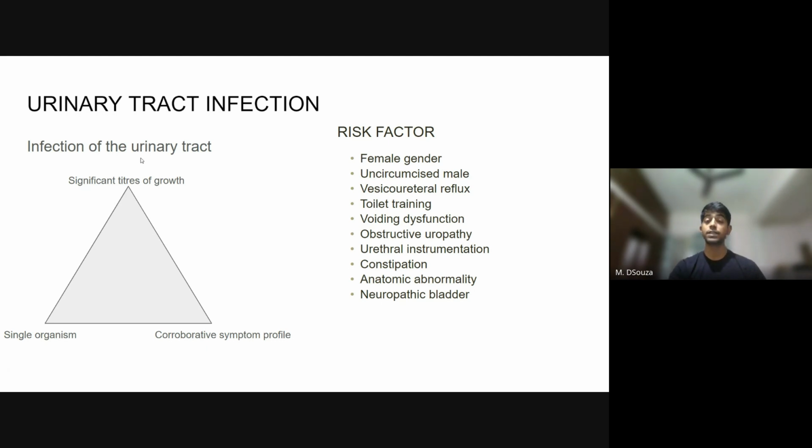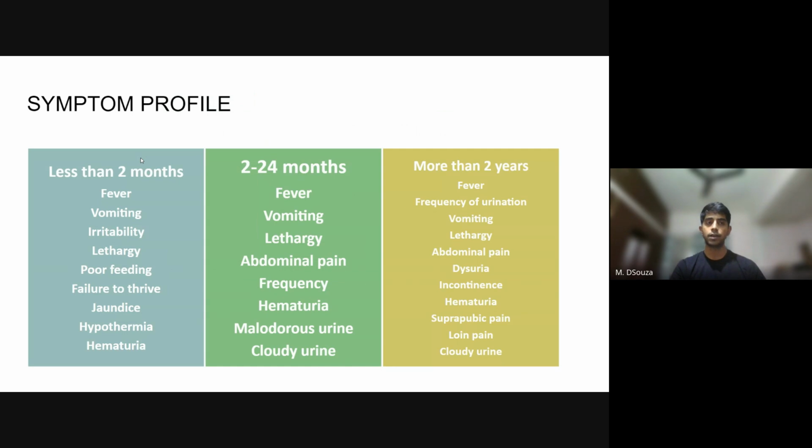I've enlisted some of the risk factors over here. Coming to how the symptoms would generally be, as the child ages older and older, you have more of your typical symptoms of urinary tract infection with fever, increased frequency of urination, dysuria. But when you look at the younger age group, a lot of times it would just be fever, increased irritability, poor feeding.